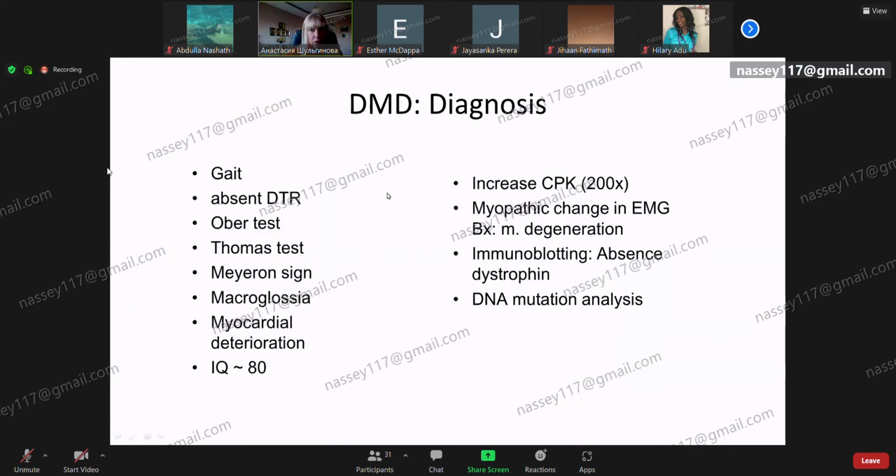So, the diagnosis of Duchenne muscular dystrophy: change of the gait, and the dystrophin is absent. Then the Gowers test, the Thomas test, then signs, yes, the Meryon sign, then decreased IQ, increased creatine phosphokinase, myopathic changes in electroneuromyography, and of course genetic analysis. We see a DNA mutation.